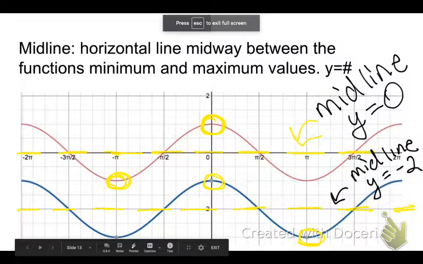Notice that line y equals -2 is equal to my vertical shift. My vertical shift went down 2, which means my midline went down 2. There's a great connection there between the midline and the vertical shift.